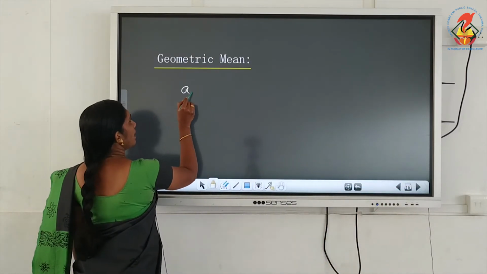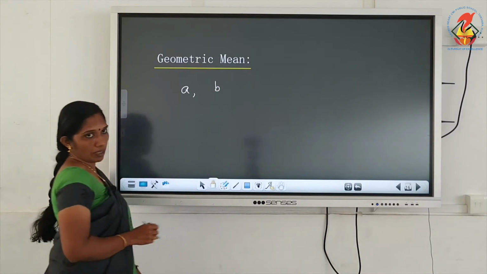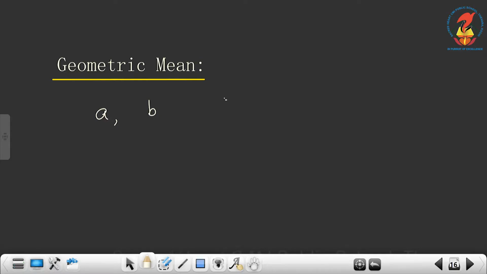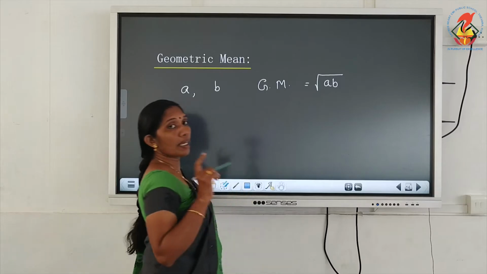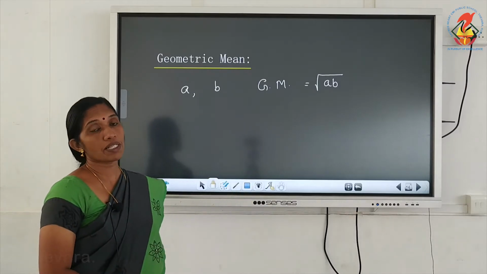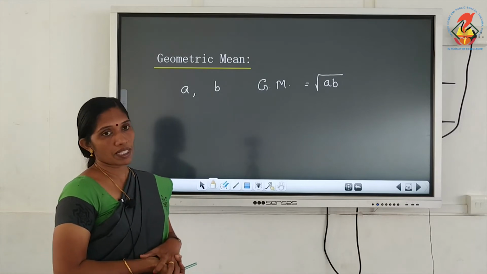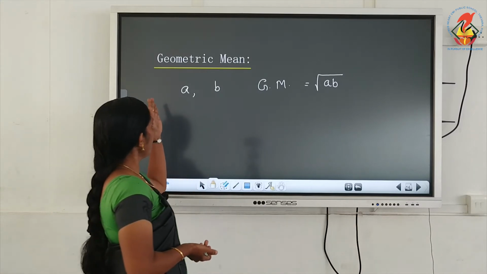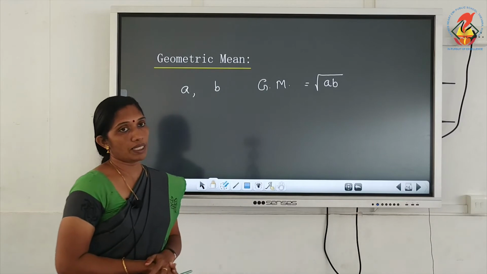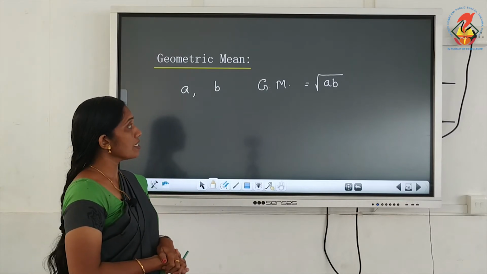If a and b are two positive numbers, then their geometric mean, the notation is GM, is defined as root of ab. That is why a and b must be positive numbers. If they are negative, imaginary numbers will come inside the root.